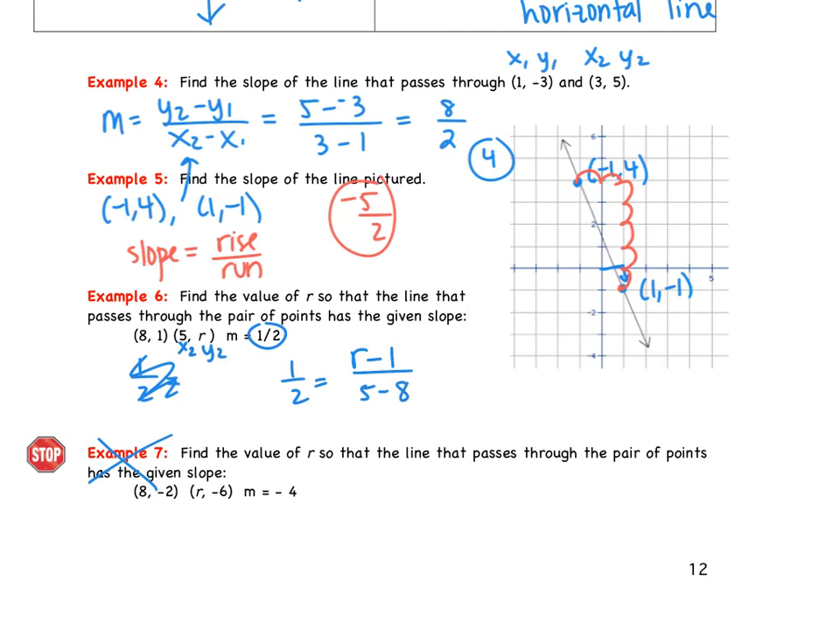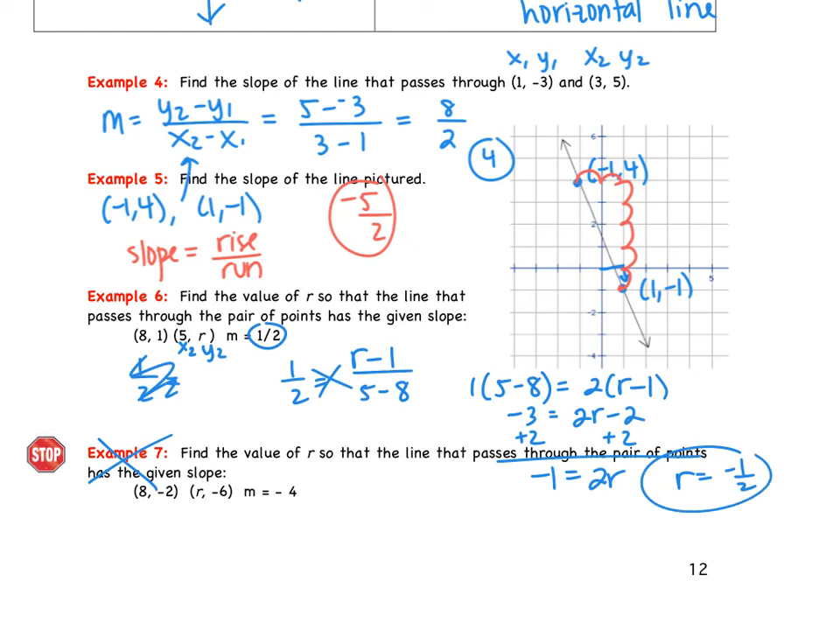Now, fractions set equal to each other. Hopefully you remember, we can cross multiply. So we have 1 times 5 minus 8 is equal to 2 times r minus 1. On the left side, 5 minus 8 is -3. And then we get 2r minus 2. We add 2. We get -1 equals 2r. So r is -1/2. Okay, students always forget how to do that type of problem. It's not too bad. Just think about it. Set up your slope and solve for r.